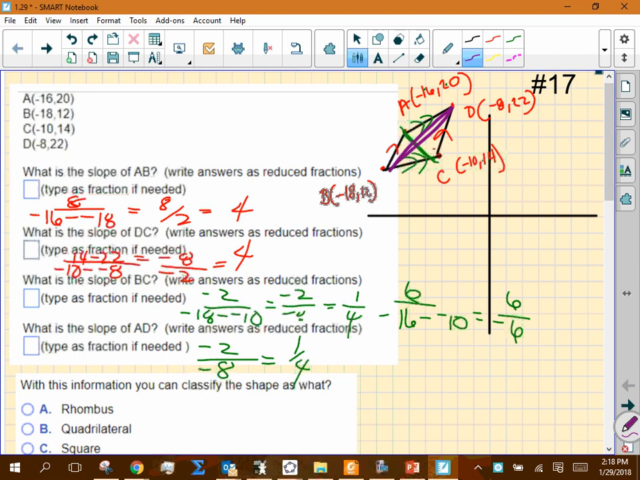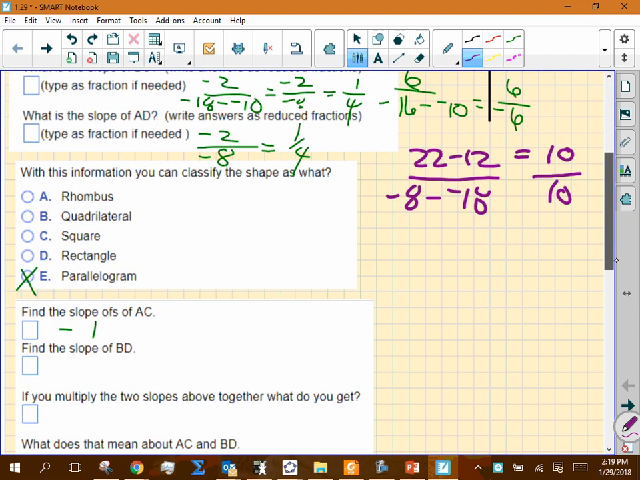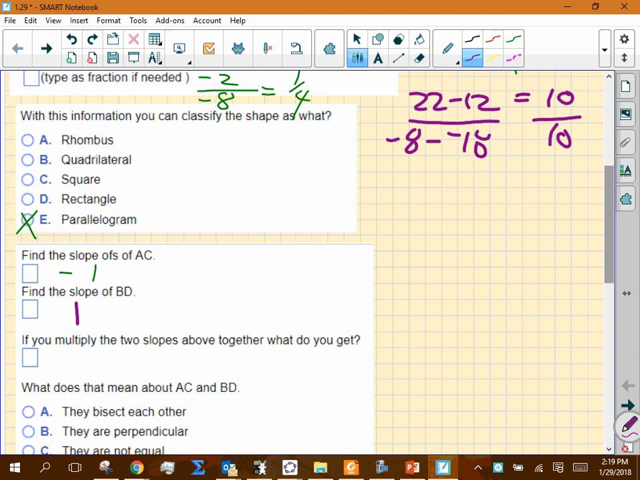Yep. Okay, so I'm going to go 22 minus 12. 22 minus 12 gives me 10 up top, right? And then I'm going to go negative 8 minus negative 18. What's that give me? 10 on the bottom. What's that reduced to? 1. Okay. If you multiply the two slopes above together, what do you get?